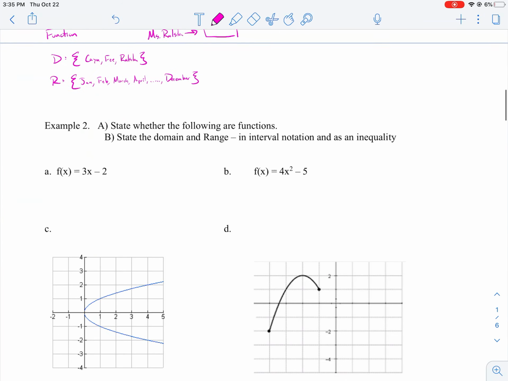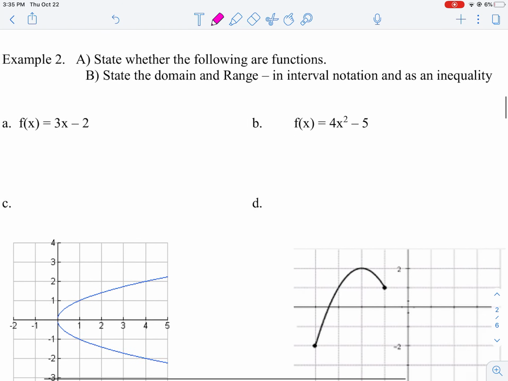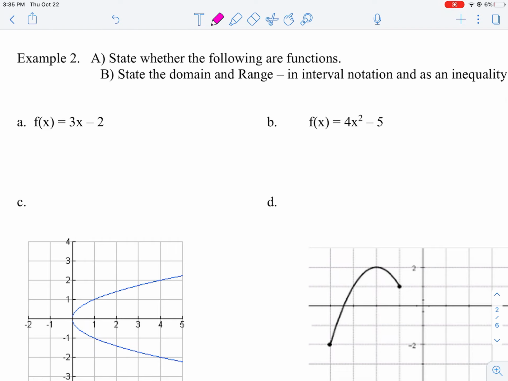Okay, let's take a look at example 2. So state whether the following are functions. Okay, now we don't know by looking at it. But this right here is a linear function. Right, remember y equals mx plus b, or f of x is equal to mx plus b. Okay, this is how we actually have it written right here. All right, so our function is a linear equation, or linear function, right?